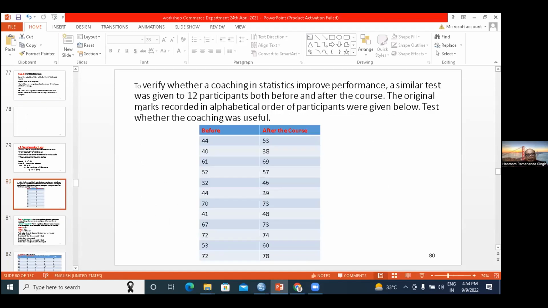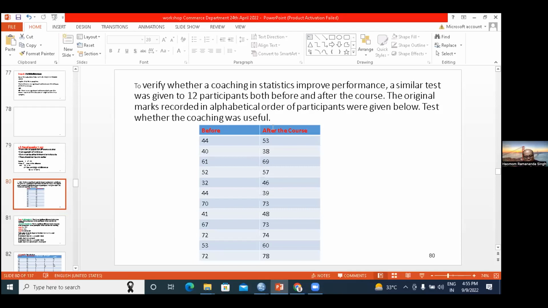Now the problem: to verify whether coaching in statistics improved performance, a similar test was given to 12 participants before and after. The original marks, recorded in alphabetical order of the participants, are given below. Test whether the coaching was useful.